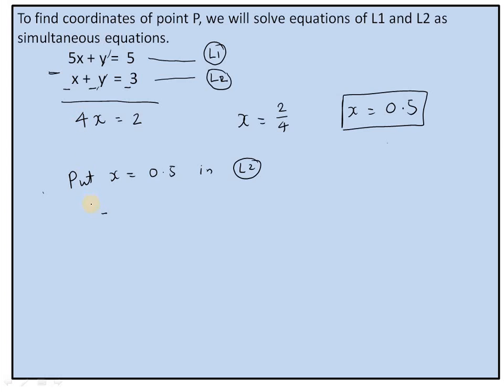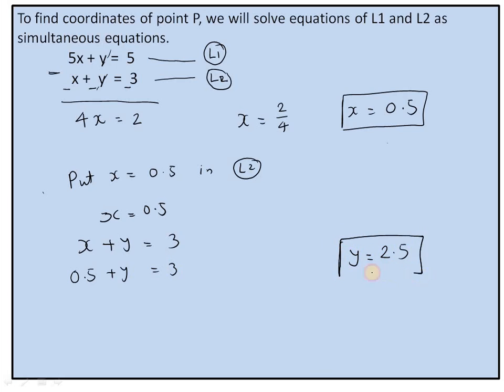तो क्या मिल जाएगा हमें? x is equal to 0.5. यहां हम लोग क्या करेंगे? x plus y is equal to 3. 0.5 plus y is equal to 3. So y I get as 3 minus 0.5 as 2.5. तो हमें P के कोऑर्डिनेट क्या मिल गए बच्चों? पॉइंट P we get as x कोऑर्डिनेट 0.5, y कोऑर्डिनेट 2.5.